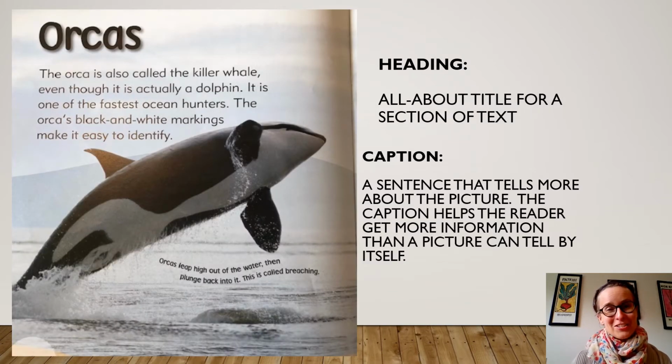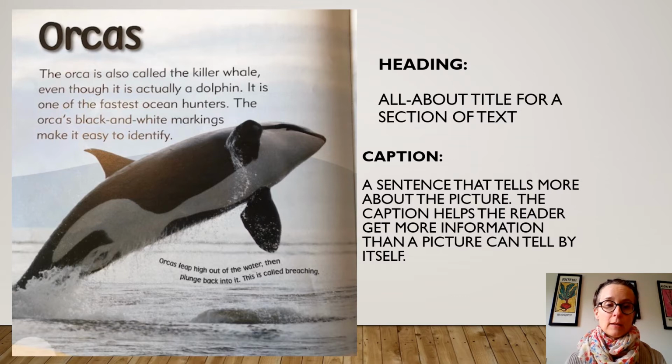Now I'm on page 6. When I look at page 6, I see a couple more helpful nonfiction text features. For one, I see that heading that I also saw in the table of contents that says orcas. It's the only heading on this page, and so I've got a pretty good idea that this whole page is going to be about orcas, because that heading is the all about title for that section of text that you're going to read.